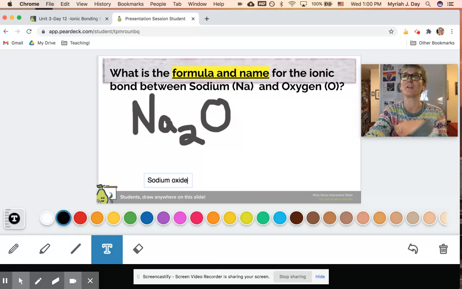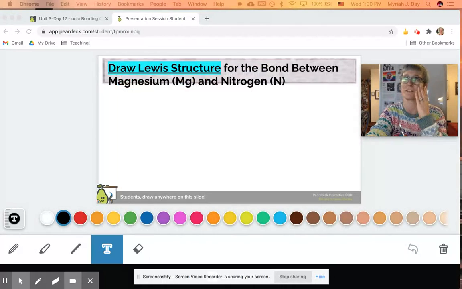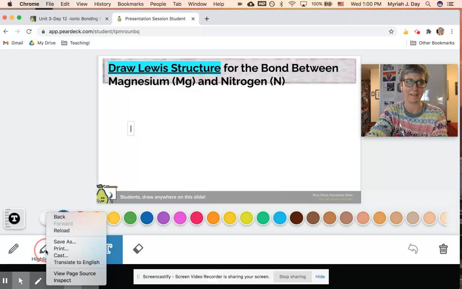I'm going to skip over the aluminum and bromine because we did that one in class, but I did want to show you one of the challenge questions that is going to be similar to the challenge question on the assessment. We've got magnesium and nitrogen. Some of you did this, but you're going to end up having magnesium having, I need to get that number.